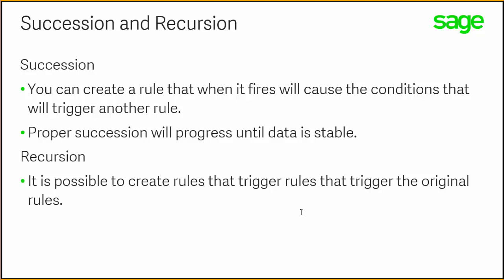But it is possible as well, sometimes for partners and customers, to create a situation called recursion, which is rule A fires, which creates the conditions that cause rule B to fire, which fires and causes the condition for rule C to fire, which again fires, which causes rule A to fire. And that's not a desirable outcome, because you can get caught up in a very heavily demanded system until something happens, and that's usually a timeout.